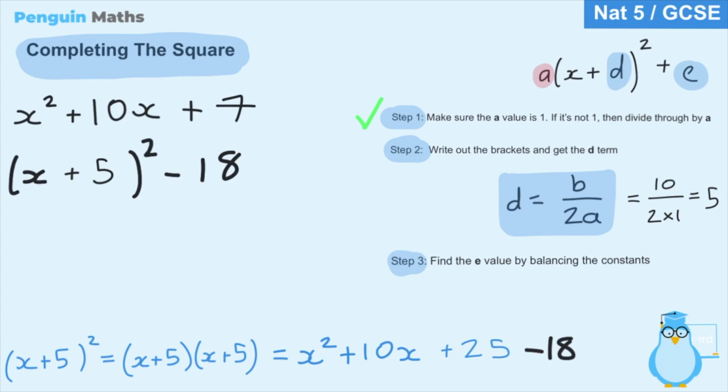So that means this here is the exact same as this up here, but now what we've done is completed the square and put part of the function into brackets, and then what we have is this constant at the end here. So we have x plus 5 all squared minus 18. So that means both step 2 and step 3 have been completed as well.